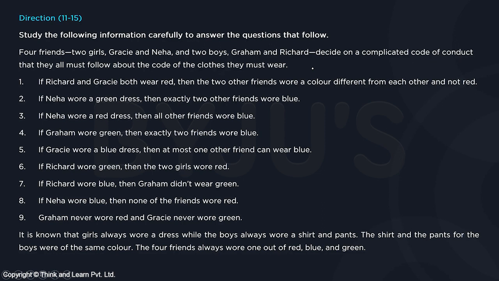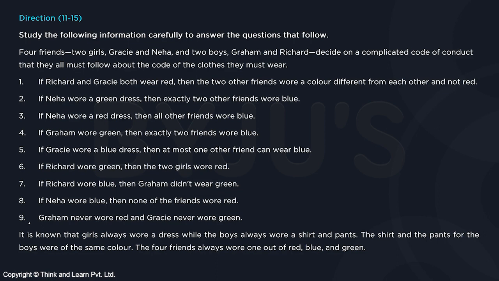So if I try to find out the cases, and if I talk about Richard, he can wear 3 different colors, Gracie 3, Neha 3, Graham 3. So we will have a total of 3 into 3 into 3 into 3, which is 81 possibilities. So we need to first of all minimize the number of possibilities from here.